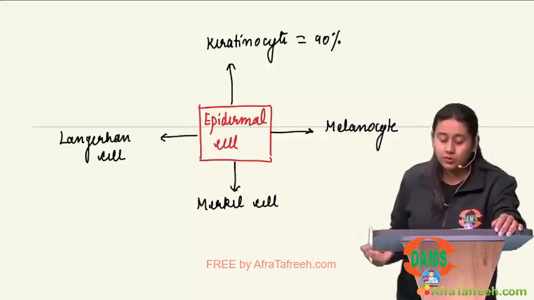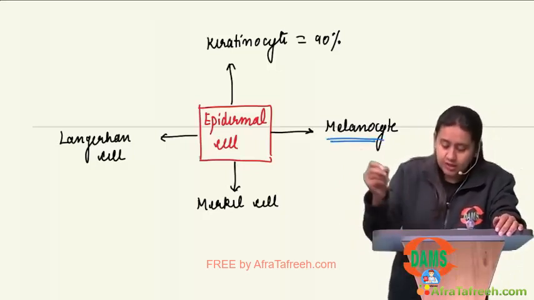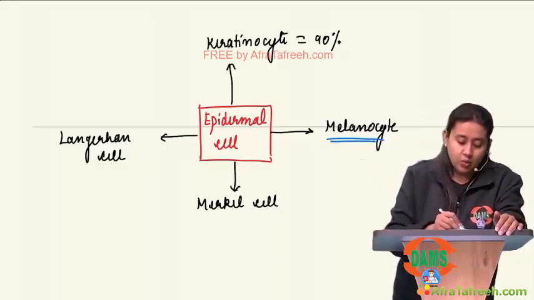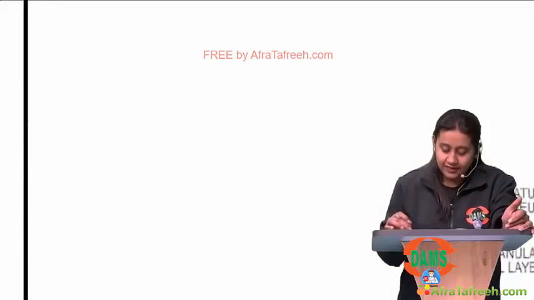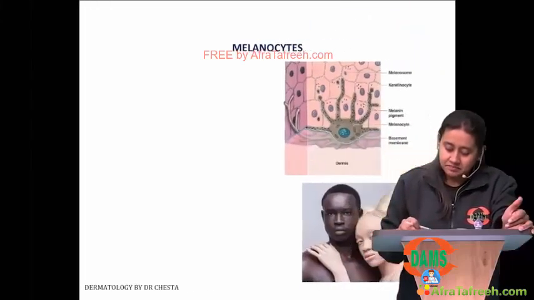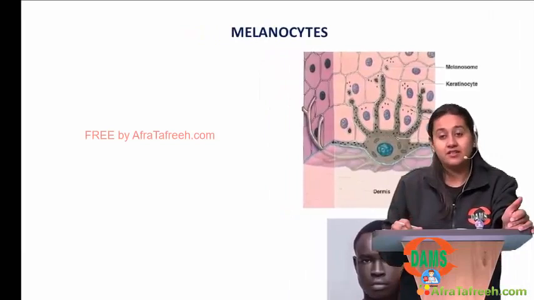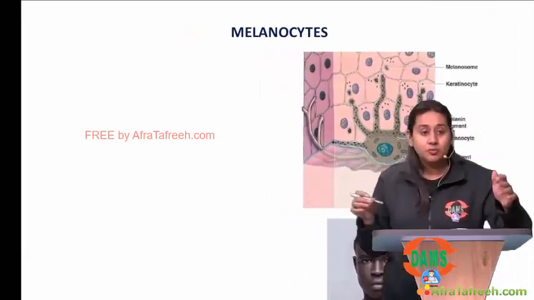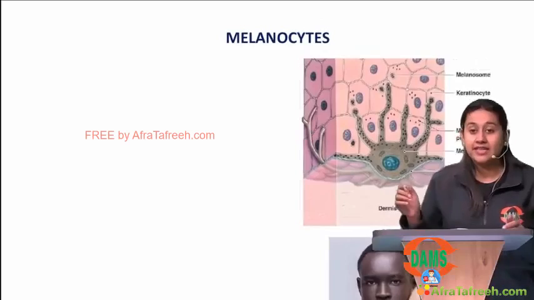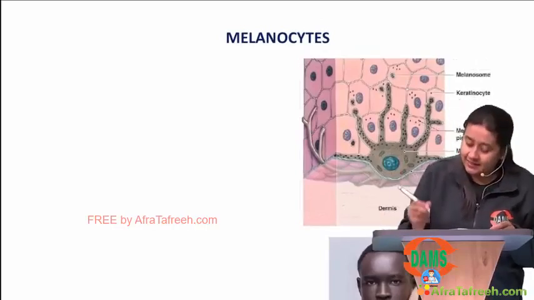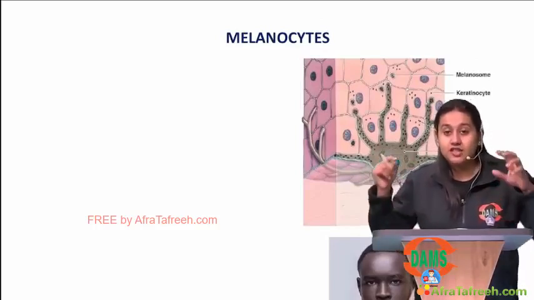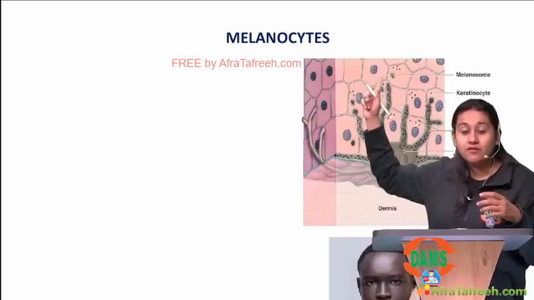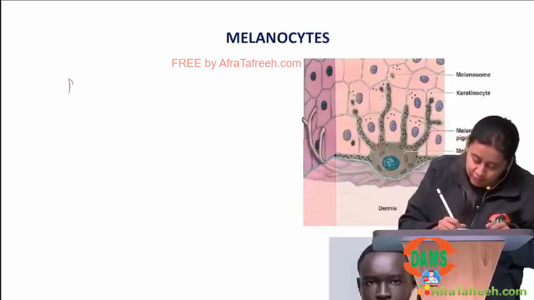Let us first start with melanocyte. Can you tell me a little bit about the melanocyte? What is its function? Why do we need melanocytes in our skin? Very nice. Please write down that melanocytes are the pigment-forming cells. Whatever color you have in your body is not because of keratinocytes. The color present in our skin is because of a cell known as melanocyte. So please remember, students, that it is a pigment producing cell.